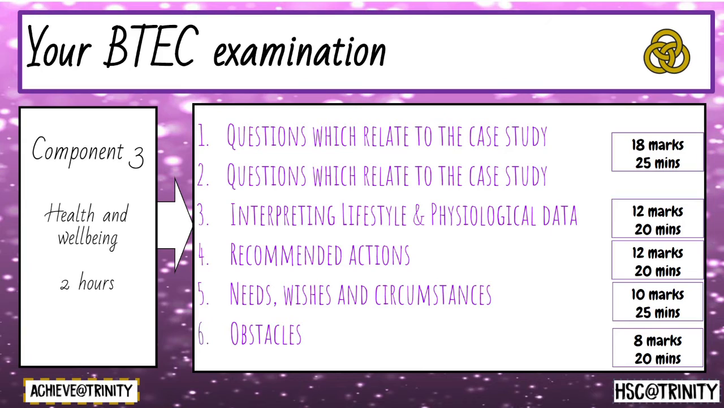In question 5, students must explain how the plan they created in question 4 meets the needs, wishes and circumstances of the individual from the case study. They should spend approximately 25 minutes answering question 5. Finally, in question 6, students must describe the possible obstacles that the individual may face when trying to follow the health and wellbeing improvement plan, and how these obstacles can be overcome and minimised. They should spend 20 minutes answering question 6.